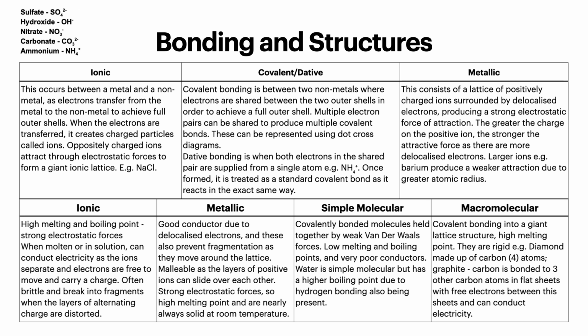Let me start that again. So diamond is made of carbon, which is bonded to 4 other carbon atoms, and then you've got graphite, which sees a carbon atom bonded with 3 other carbons in flat sheets with free electrons between these sheets, which can conduct electricity.